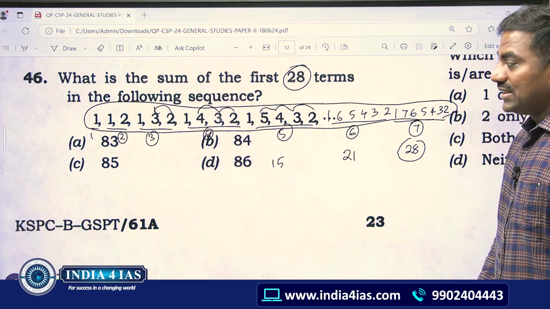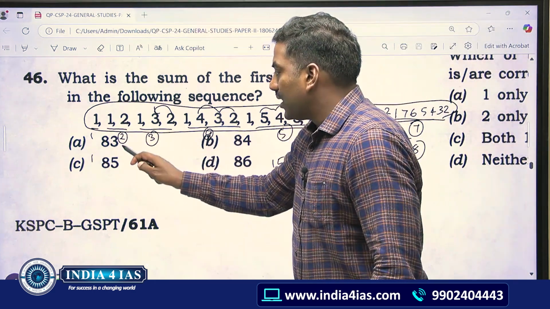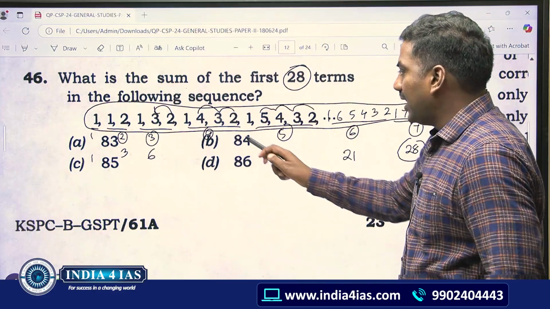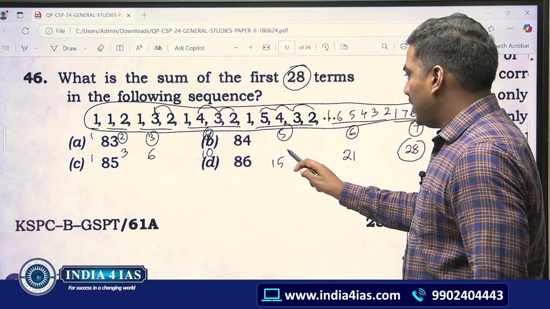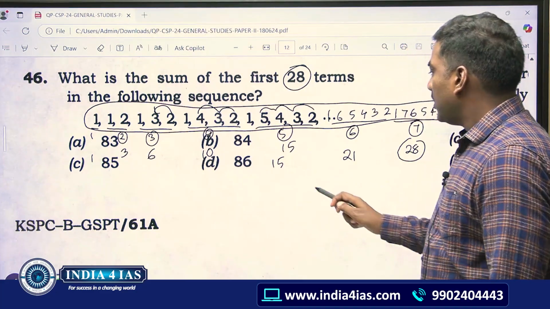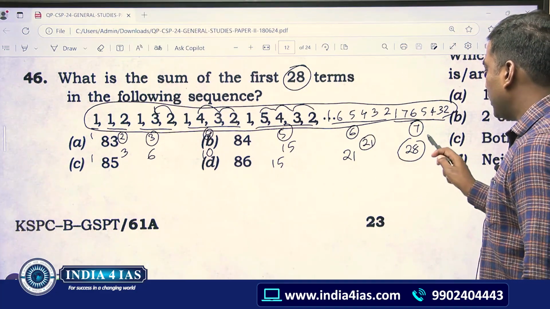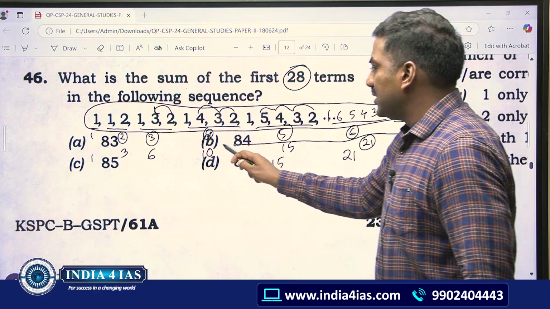Then what is the sum? Here see, the sum is 1. Here sum is 3. Here sum is 6. And here, what is the sum? Sum is 10. And here, the sum is 15. And here, the sum is 21. And here, the sum is 28. Just you have to add these numbers.